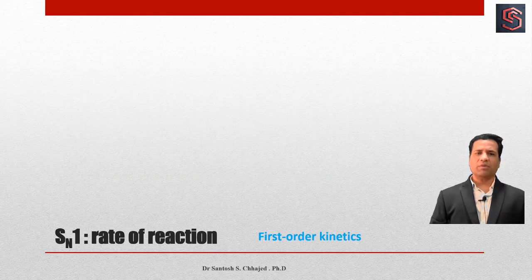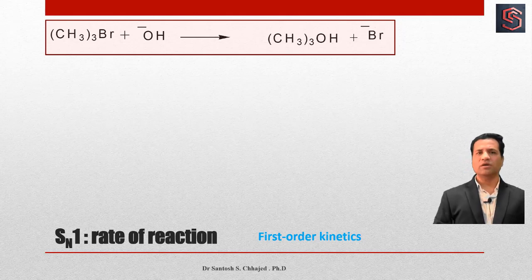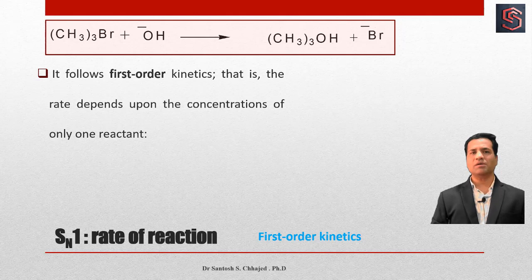So now when we talk about the rate of reaction or kinetics, SN1 reaction follows first order kinetics, that is, the rate of reaction depends upon the concentration of only one reagent, that is, the concentration of tertiary butyl bromide. Now why does this happen, even though both OH minus and tertiary butyl bromide react in this reaction? How come the rate depends upon the concentration of tertiary butyl bromide? We will discuss this during the mechanism in detail.